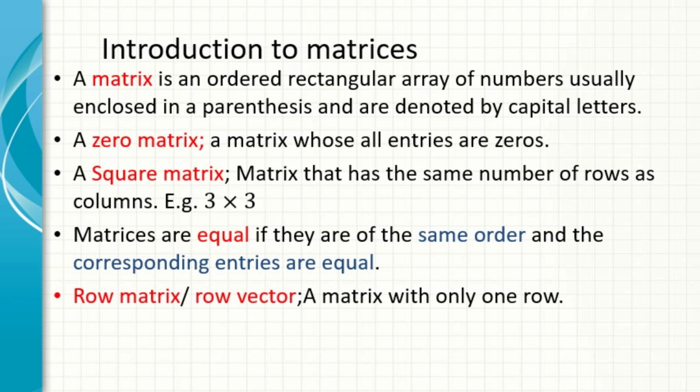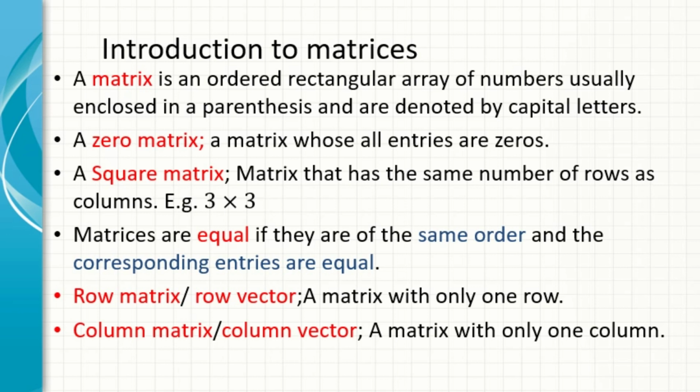Another term is a row matrix or a row vector. This is a matrix that has only one row. It means it can have a certain number of columns, that is n columns, but it has only one row. It is the other way around for a column matrix. It means that it has only one column, but it can have n rows, a certain number of rows.